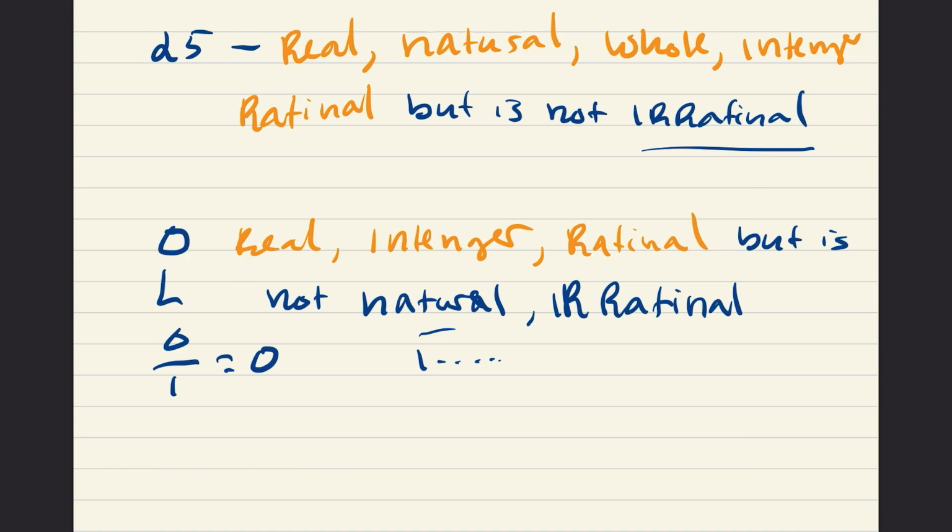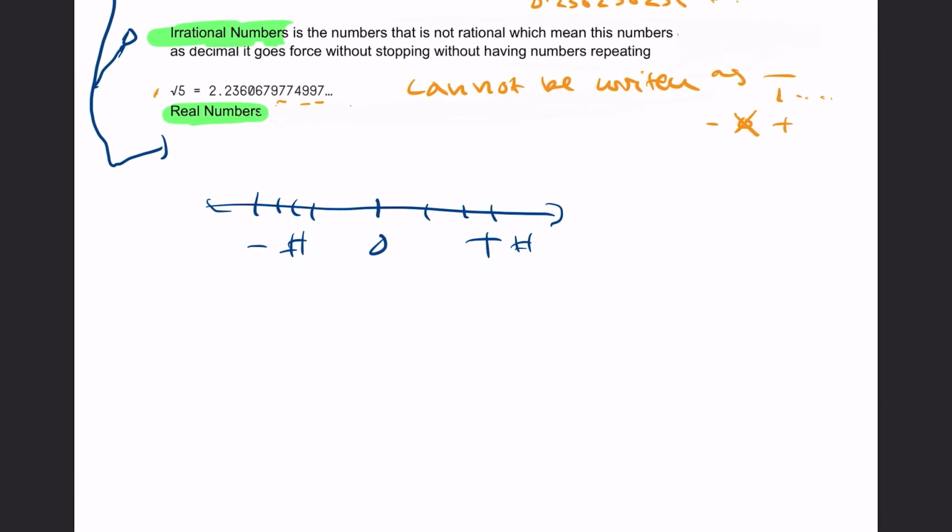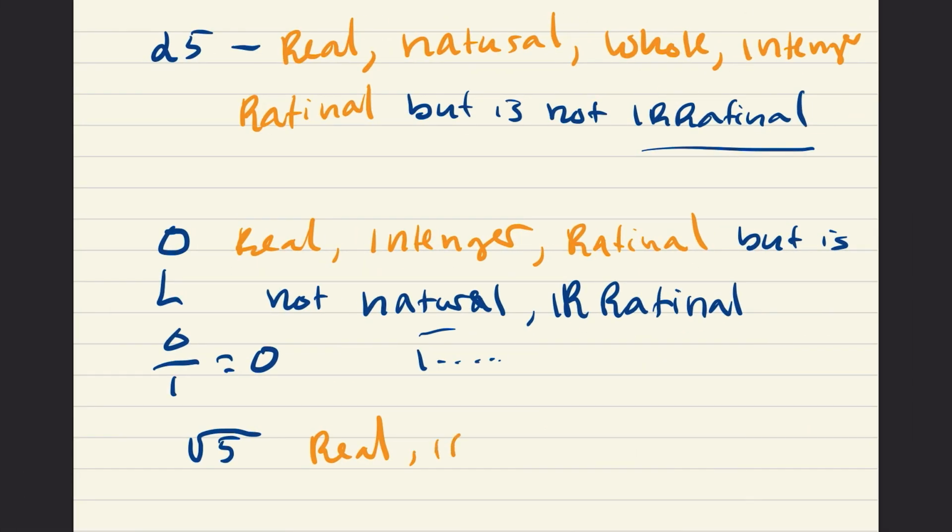And how about if I give you a number like this? This number will be real. It will not be an integer. It will not be a natural number. It will be which number? If you put this number in the calculator, what do you get? You're going to get a number that is not repeating, which is approximately like this number. So this one will be irrational. It will be a real number and irrational.